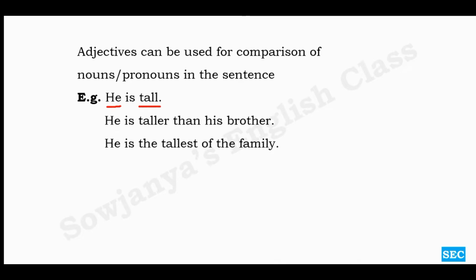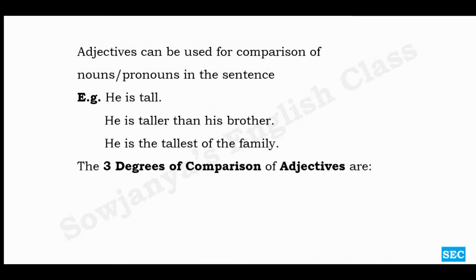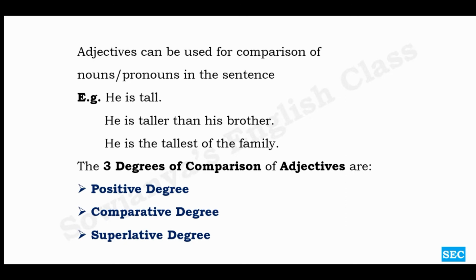But in the second sentence, he is taller than his brother. Here what is being compared? He and his brother's tallness is compared. And the third one, he is the tallest of the family. Here he is compared with the entire family members. In this way adjectives can be used for comparison of nouns or pronouns in the sentence. There are 3 degrees of comparison of adjectives, which are positive degree, comparative degree, and the superlative degree.